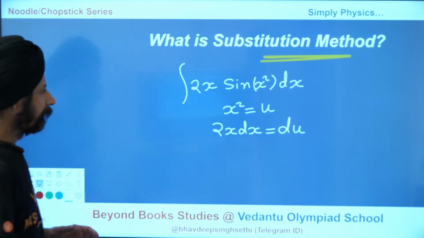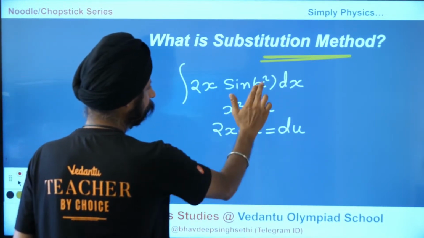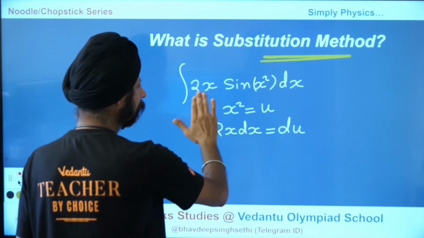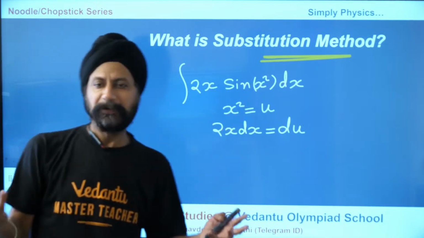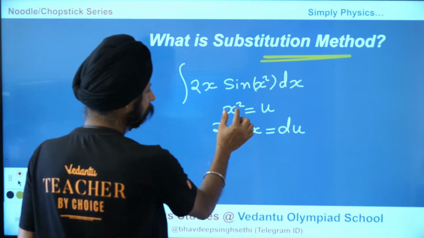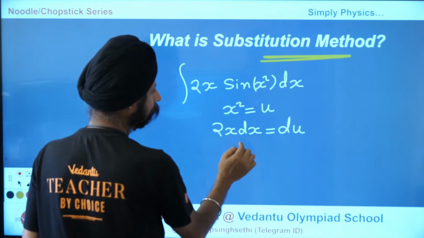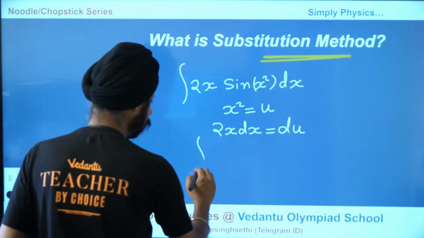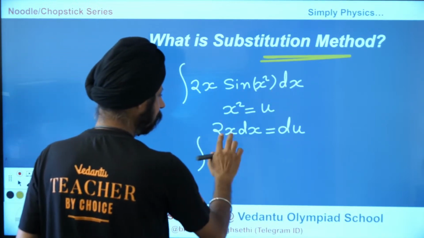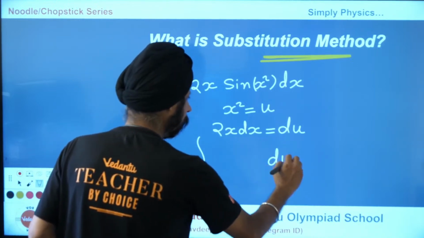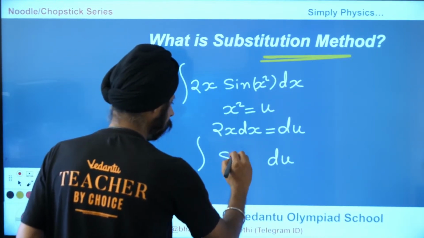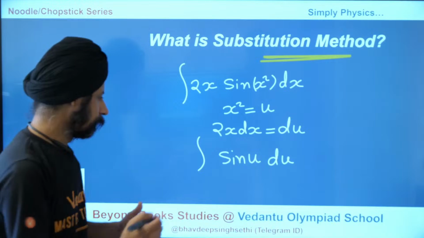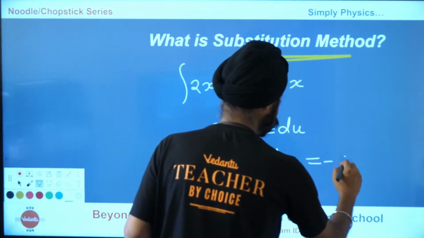Right. Now, why are we doing that? Because if you're saying let this be a new variable u, so this is sine u, but now this is all messed up because you have a variable u and then you have variable x. You just want one variable. So instead of x squared, you put u, but then this 2x dx makes it du. So the thing becomes very simple. This 2x dx is du, and x squared is u, so you get the integration of sine of u. Now the integration of sine of u is minus cos of u.